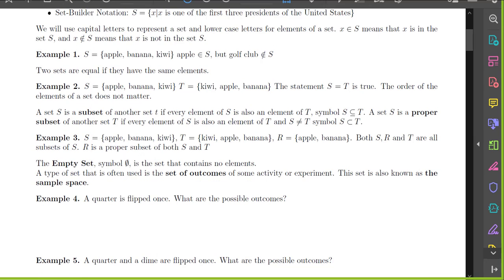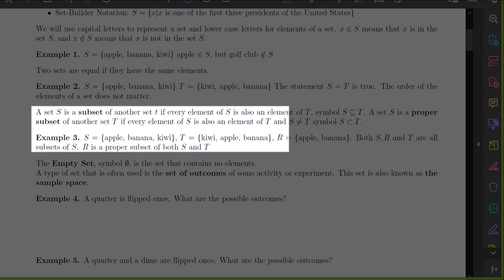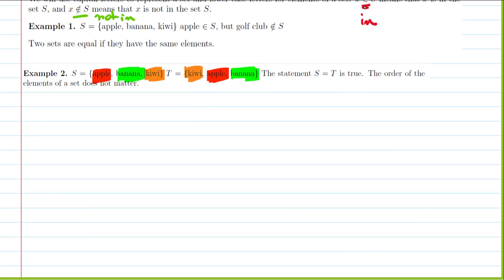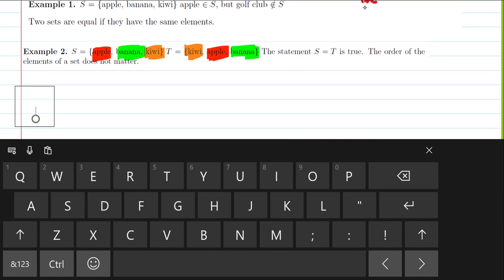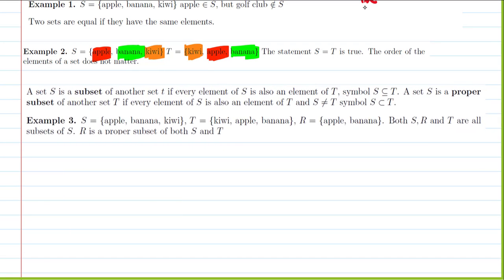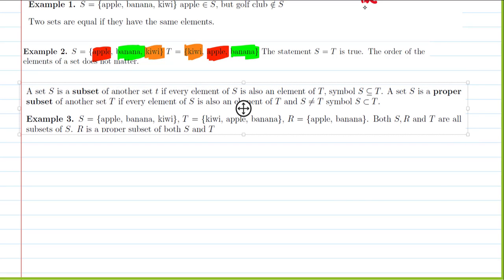Our next definition is the following, which is a subset. A set S is a subset of another set T, if every element of S is also an element of T. The symbol looks kind of like a less than, but it's rounded. So S is a subset of T.